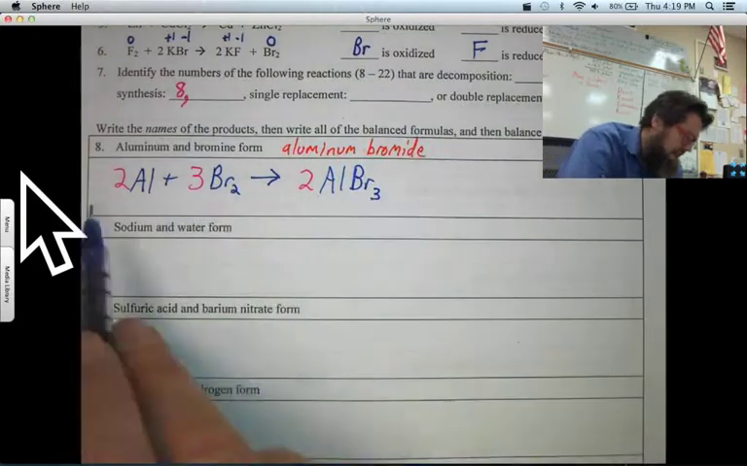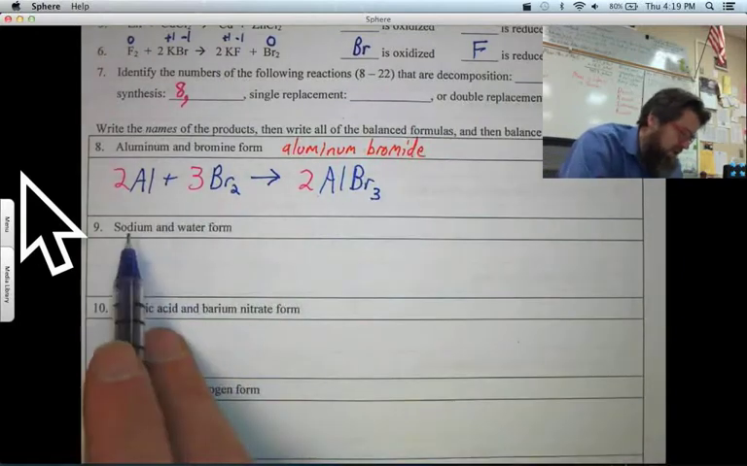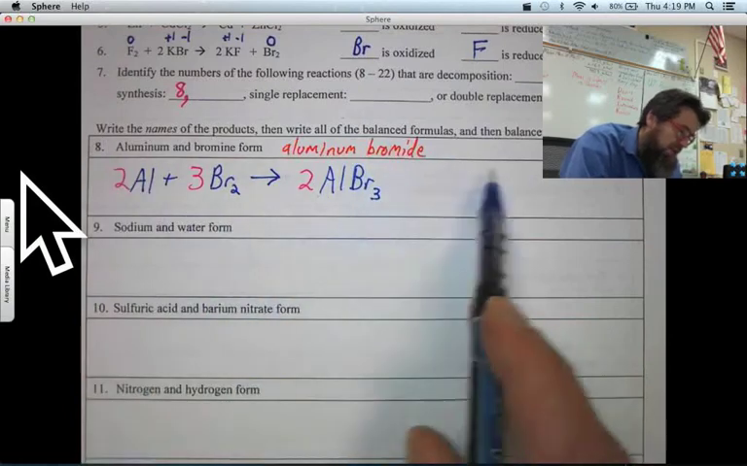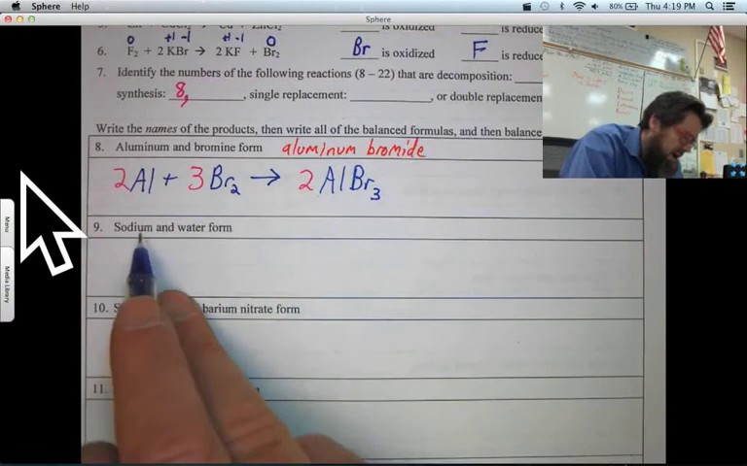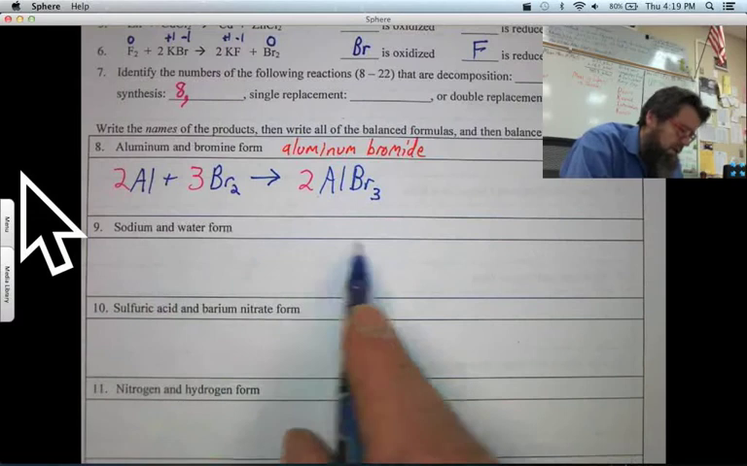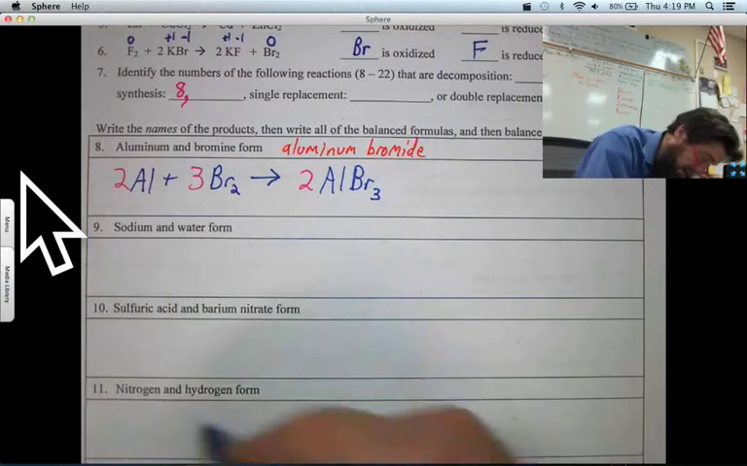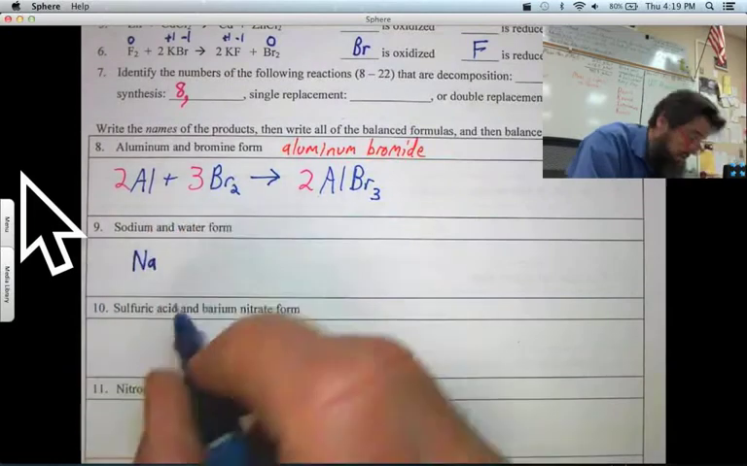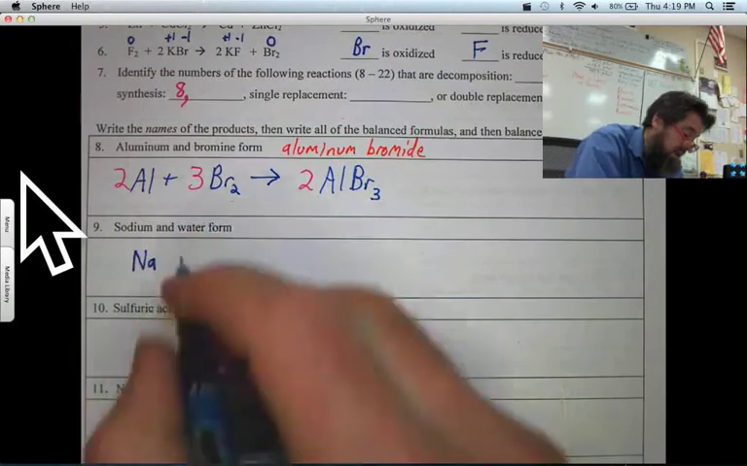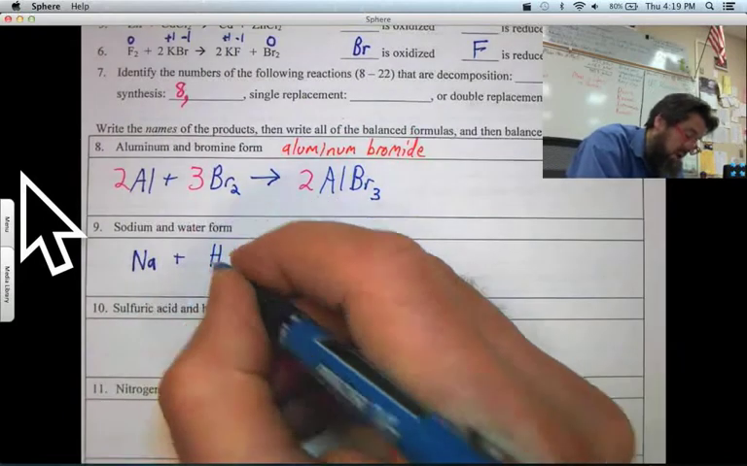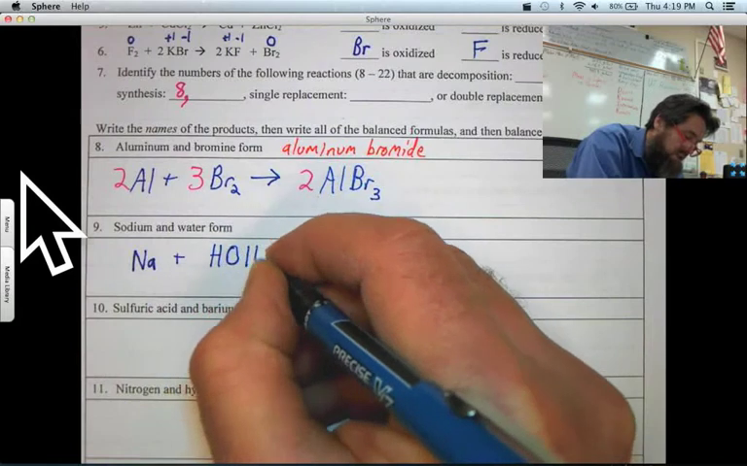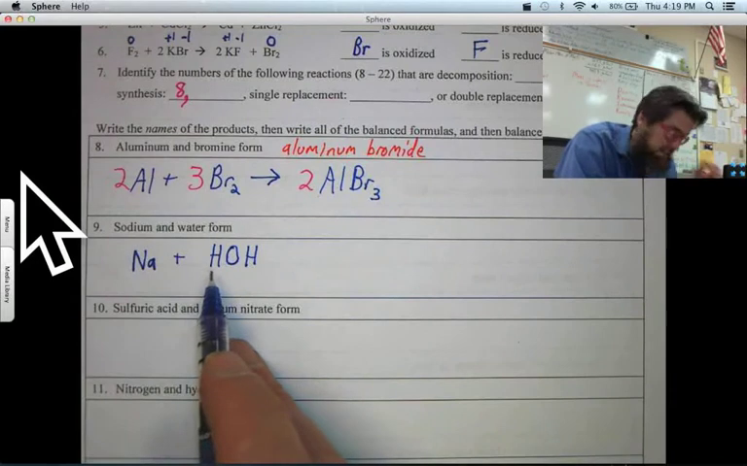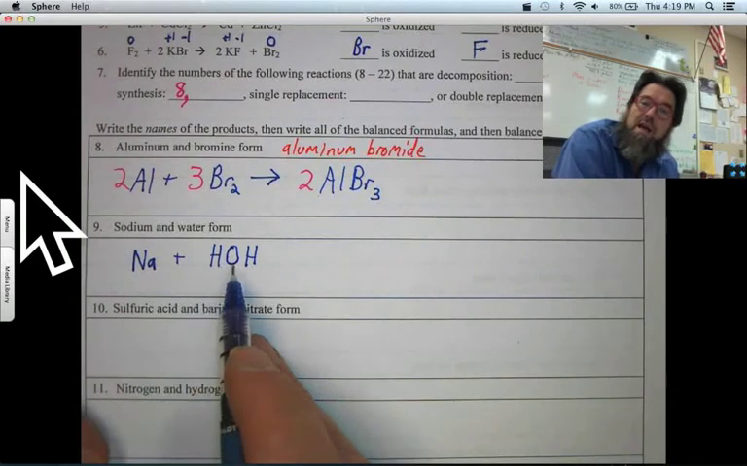Now, let's do problem number 9. That's a very interesting one. Here we are predicting the products, writing the balanced formulas, and then balancing the reaction. Sodium and water form what? How are we going to predict that? Well, let's write the formula for sodium. Sodium as a neutral element with its valence electrons, Na. And water, H2O. I'm going to write water a different way, HOH, which stresses that water can be viewed, and it happens as it is in some reactions, as H+ and OH-.